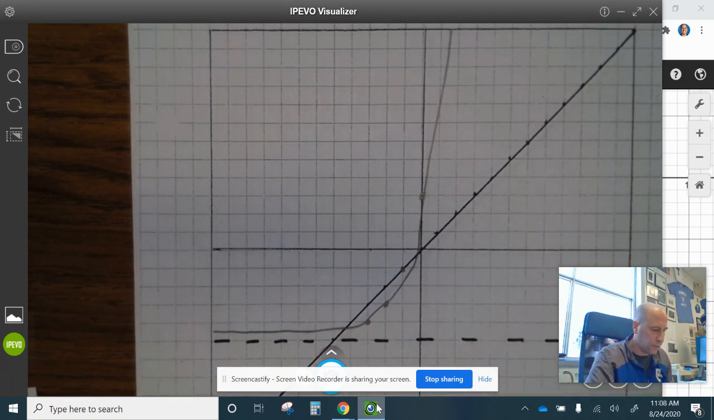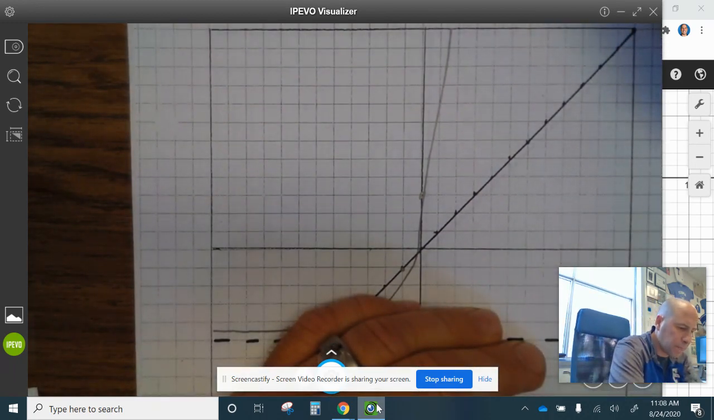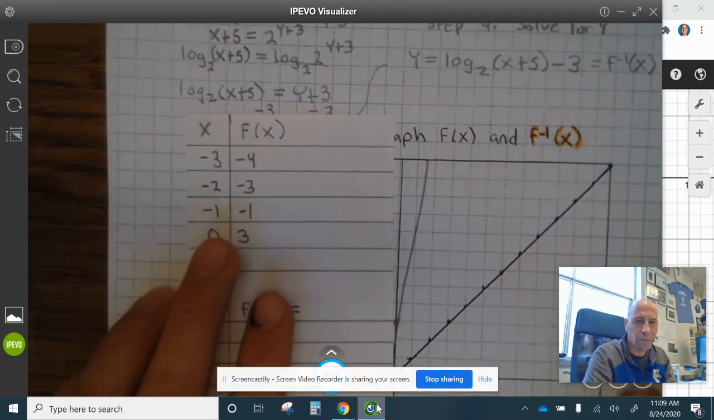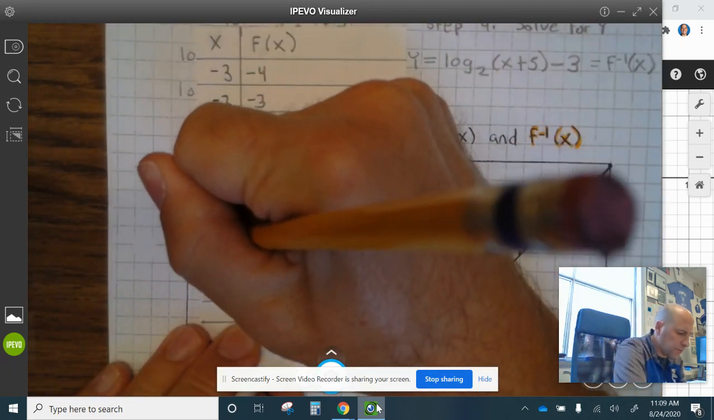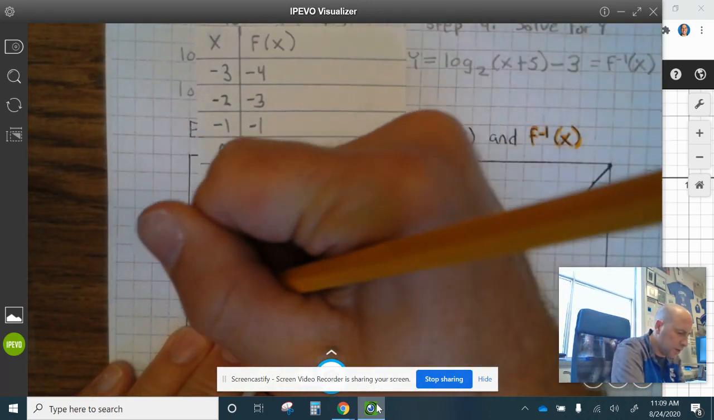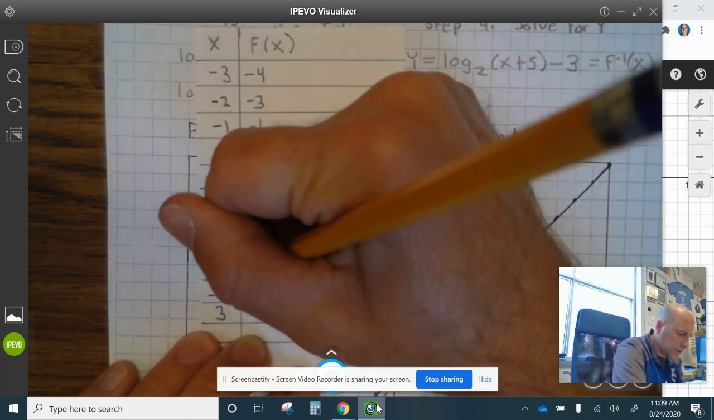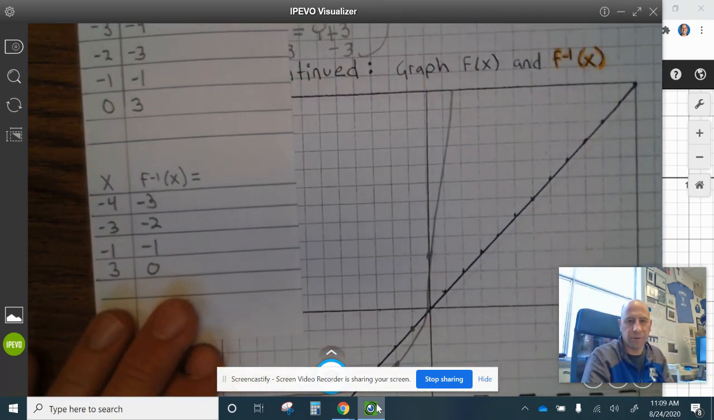Now for the inverse, real simple, we're just going to switch the x and y. All right, so just switch the values. -4, -3, -1, 3, -3, -2, -1, 0. And let's graph those points.